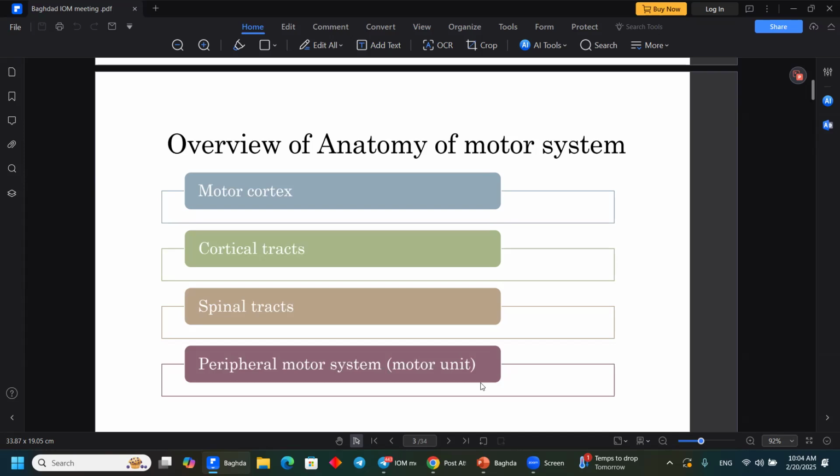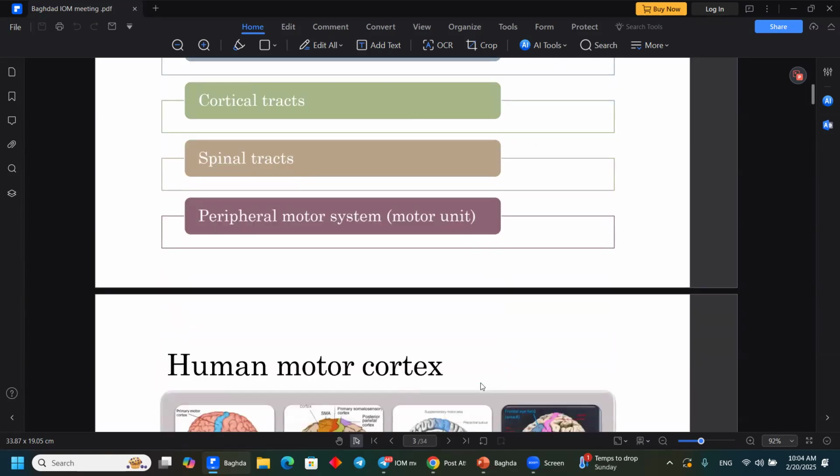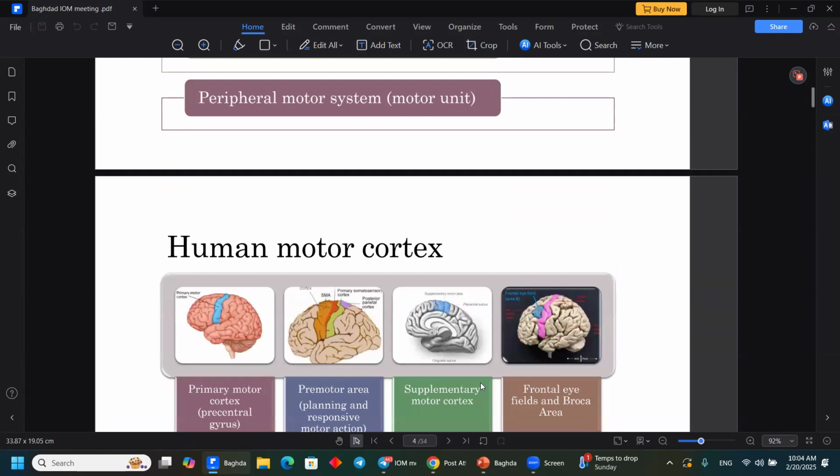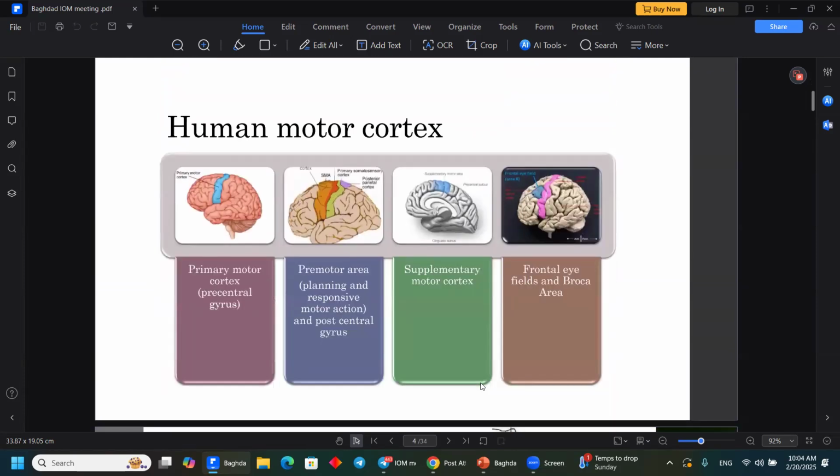The motor system in human consists of different parts. It has a motor cortical part and has tracts. The cortex has tracts and the spinal cord, and has the peripheral part, which is the alpha motor neuron, and down into the spinal nerves and roots and plexus and nerves, and then after that the last thing, the neuromuscular junction and the muscles.